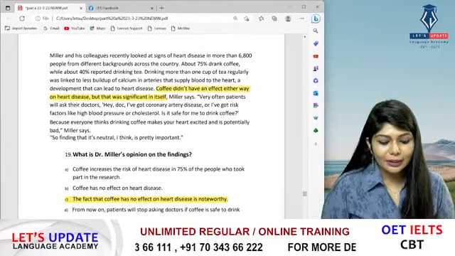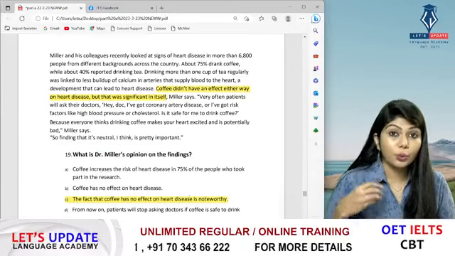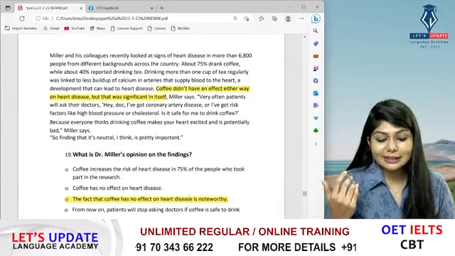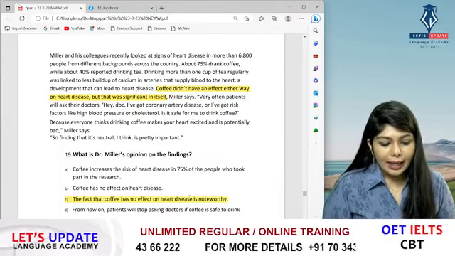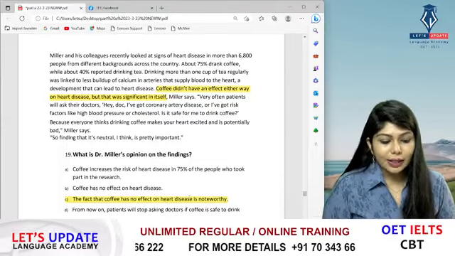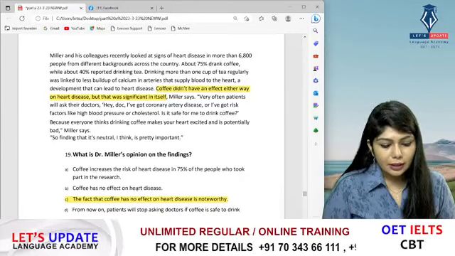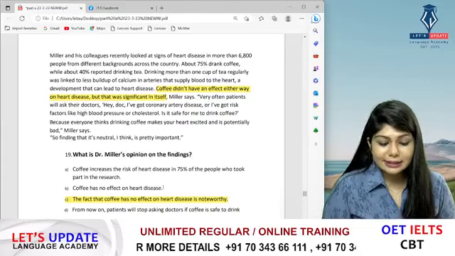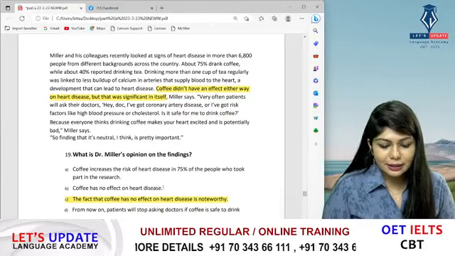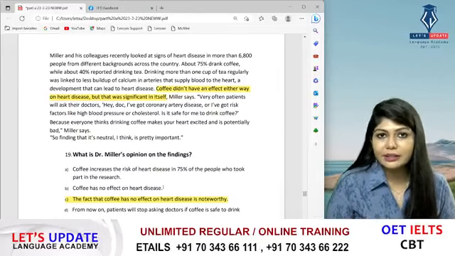That is why your answer is C. The fact that coffee has no effect on heart disease is noteworthy, in the sense of significant or important. Okay. And definitely the other options will get eliminated because B is incomplete. What they have said is it definitely doesn't have any effect on heart disease, but then they have not mentioned that it's noteworthy or significant or important.